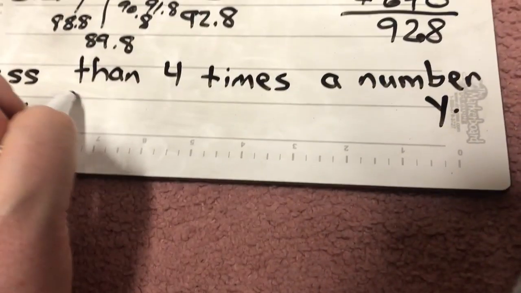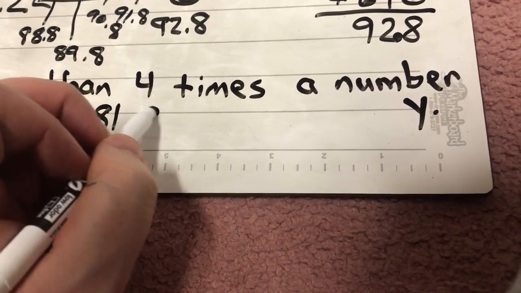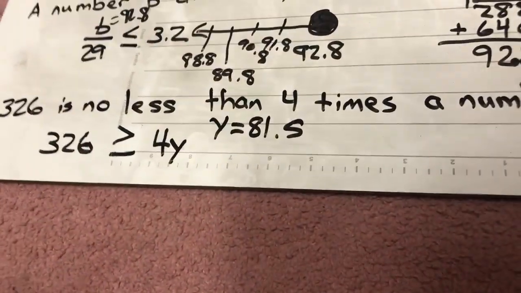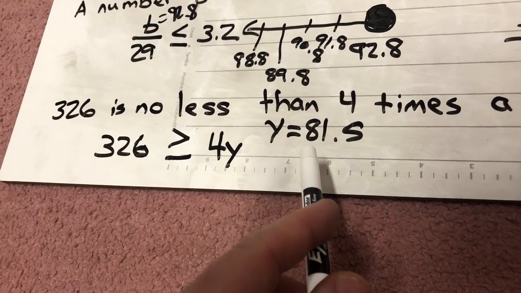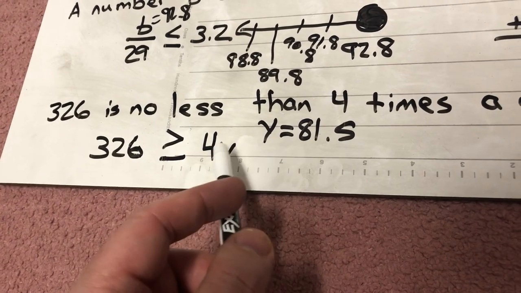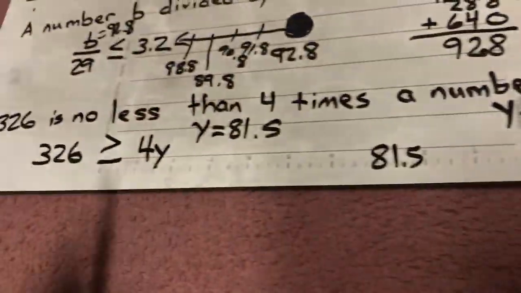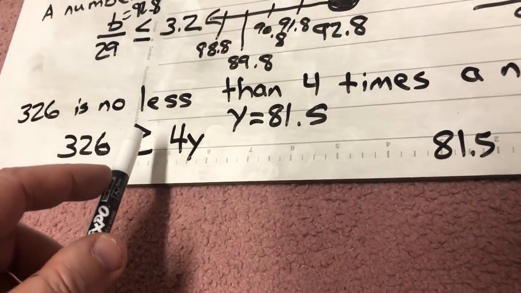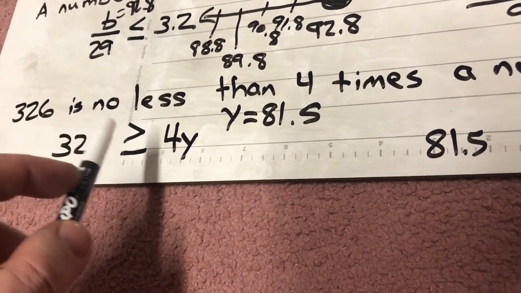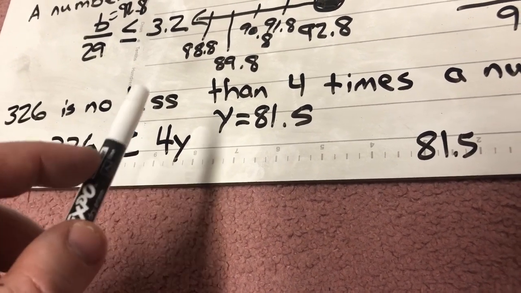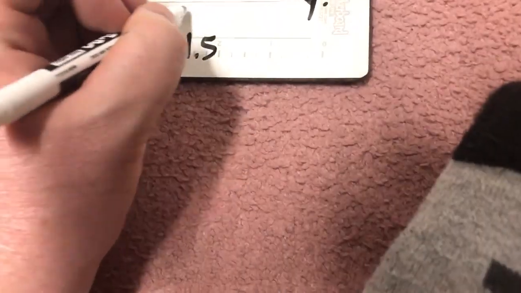Now, let's bring back over our other thing. We now know that y equals 81.5. So, with y equaling 81.5, we know that the graph is going to start at 81.5. We also know that since it's greater than or equal to what 326 is, it's going to be a shaded circle because y can actually equal 81.5.